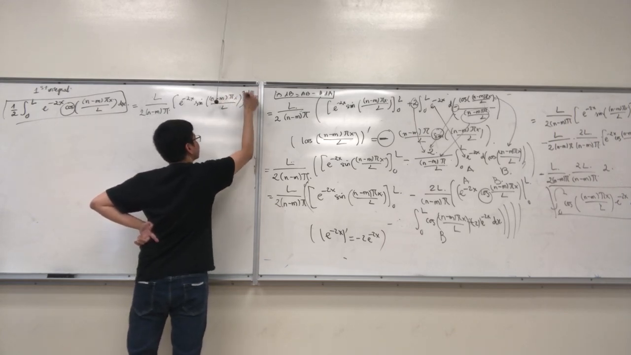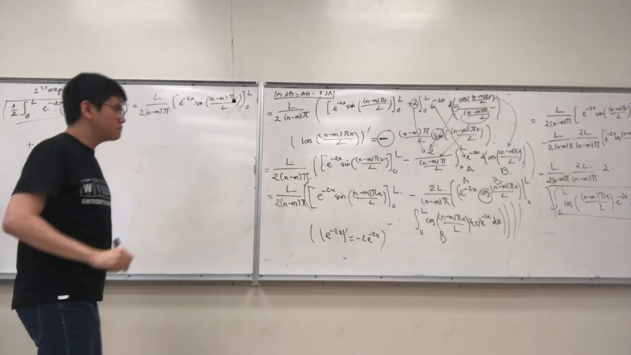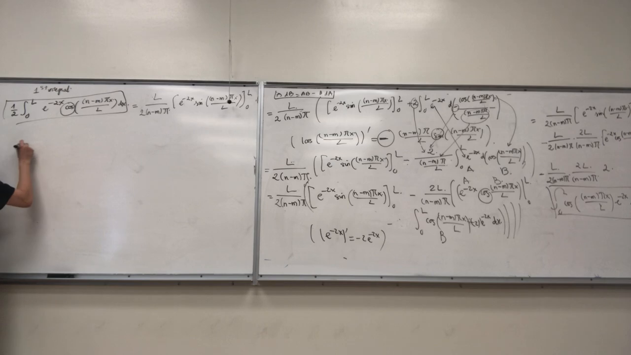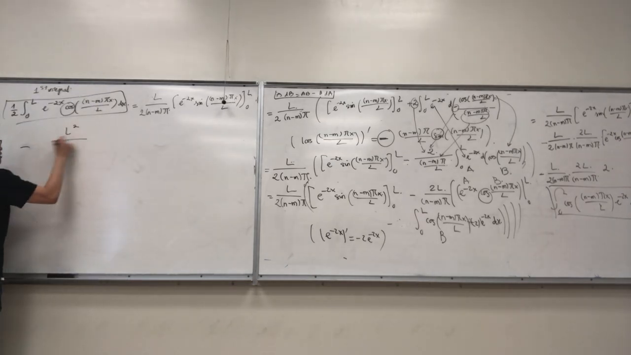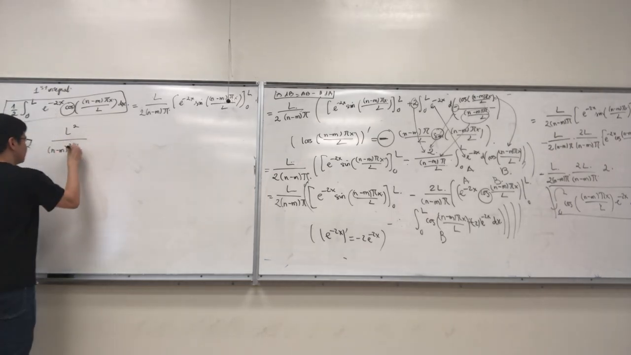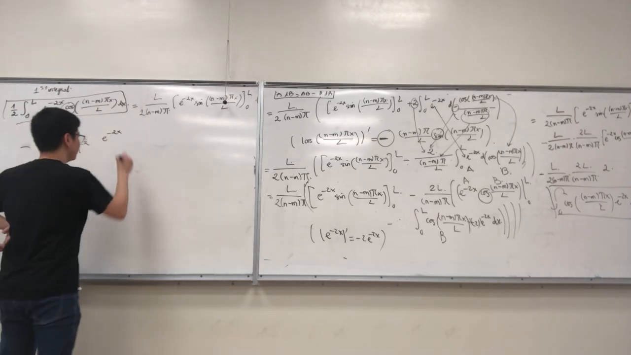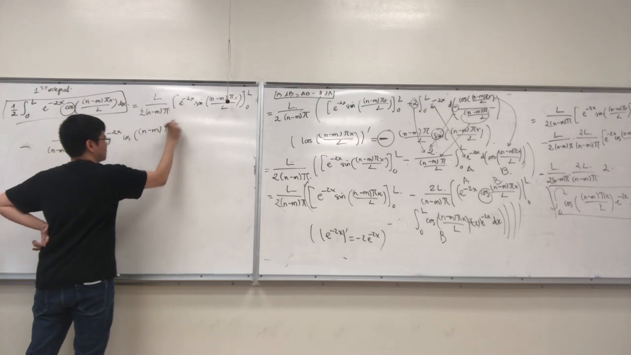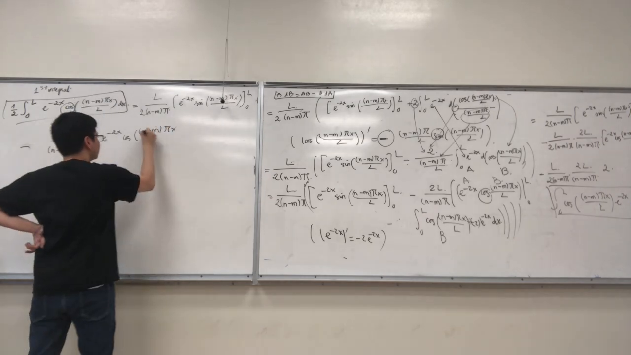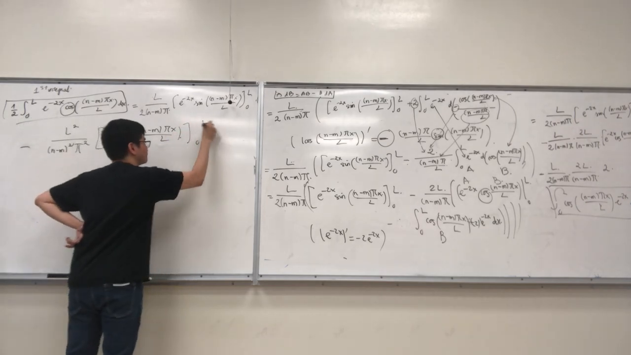This is from 0 to l, right? Plus minus. So I have a 2, so I have l squared over (n minus m) squared pi squared, exponential minus 2x, cosine of (n minus m) pi x over l. Then I'm going to take a difference between 0 and l, right?